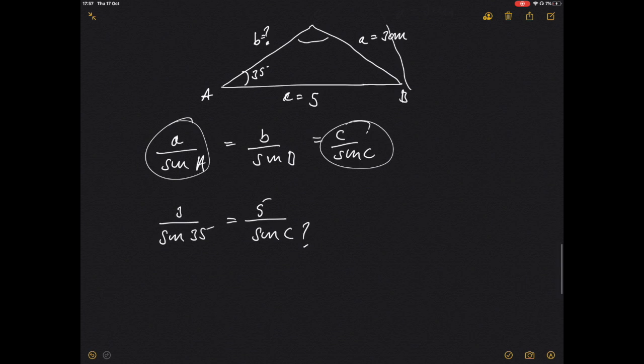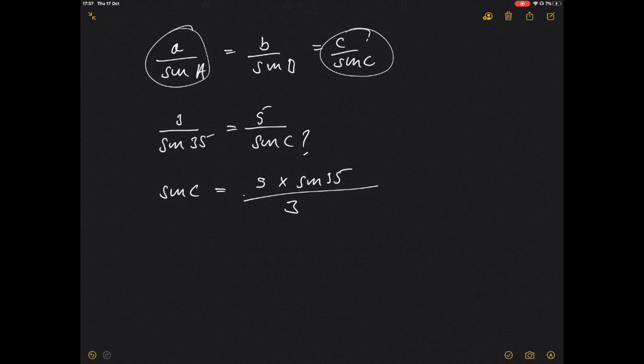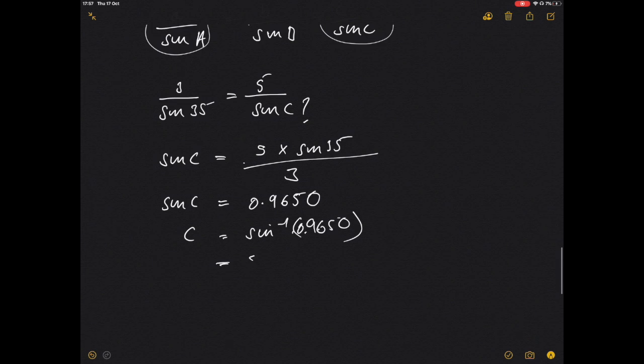So, okay, let's rearrange this. We're going to say sine C equals 5 times sine 35, all divided by 3. So sine C would equal 0.9650. So C, which is the inverse sine of 0.9650, would equal 73 degrees. Okay. So how can we check this?